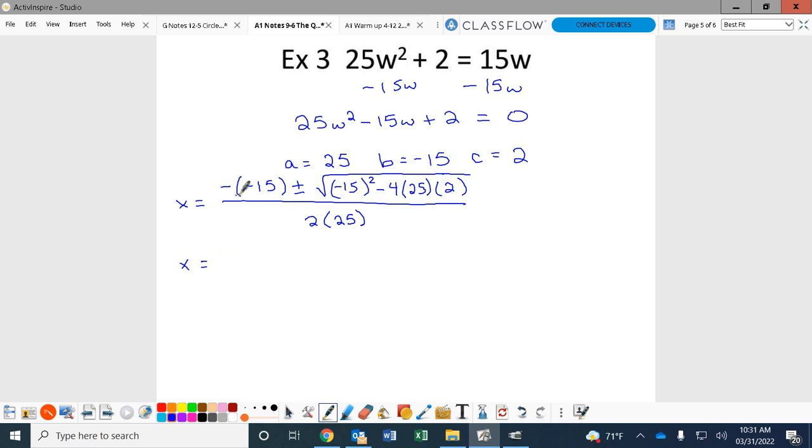So if you take care of the opposite of the B first, that's usually the best thing to do. It will make your life better. You will not mess it up. So the opposite of negative 15 is going to be 15 plus or minus the square root of something all over 50.